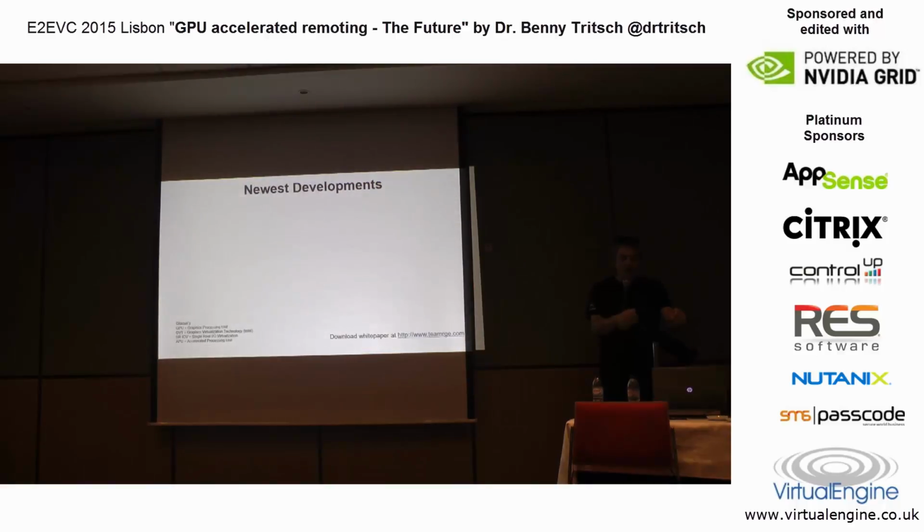Good. What are the newest developments? When we look at, like I said, Nvidia, AMD, and Intel: Nvidia has the GRID technology, and I will walk you through that. The newest cards that they have for GRID version 2 are the Tesla cards. And they have what they call a software stack.